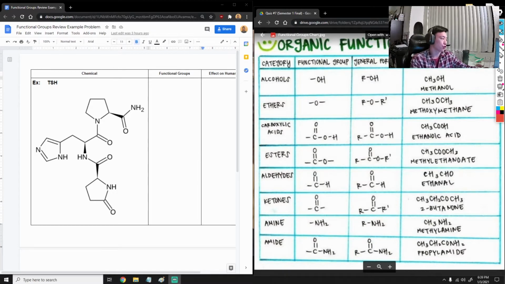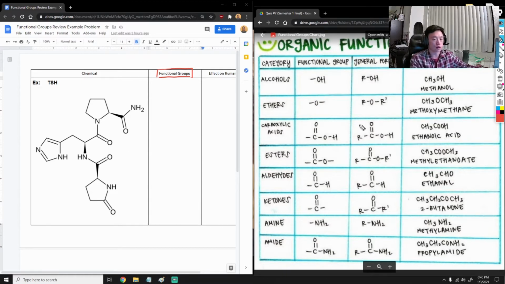Now for your assignment, you're going to have to identify the functional groups on a molecule. So here I have an example. We have a molecule that is called TSH. We'll talk about the names later and some other parts of the problem in a bit. But what we're first going to do is fill out the second column, which is called functional groups. So we're just going to look for the different functional groups that are on this molecule.